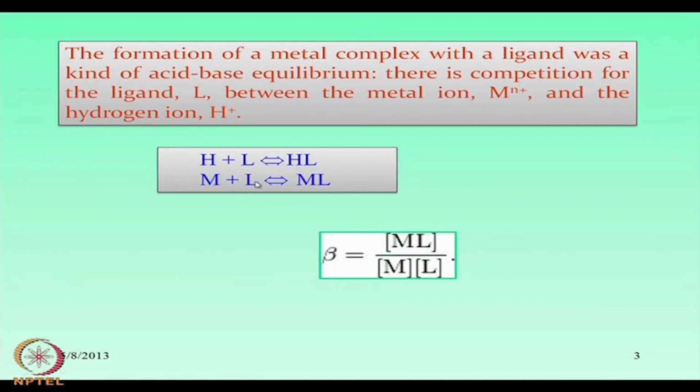And for the second case, if we consider that ML is forming out of M and L, and if we can measure the concentrations of the species like ML as well as the starting concentrations of L and M, then at equilibrium we can write down the corresponding equilibrium constant, which is nothing but the concentration of the complex formed, ML, divided by the concentration of the M left over at equilibrium and the equilibrium concentration of the ligand. This will give us a constant value, beta.